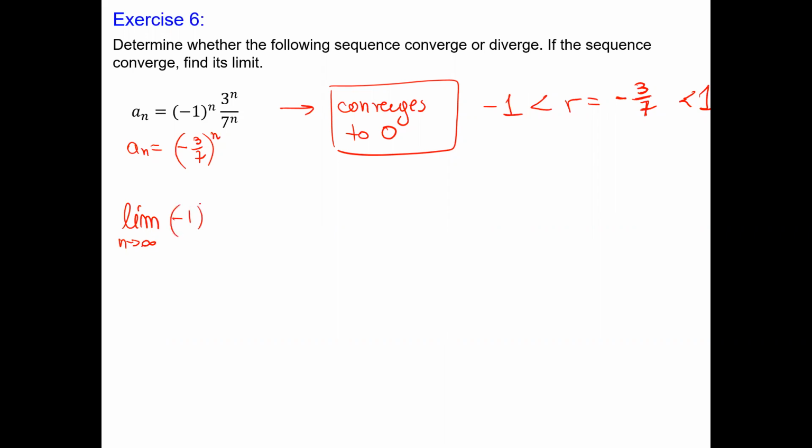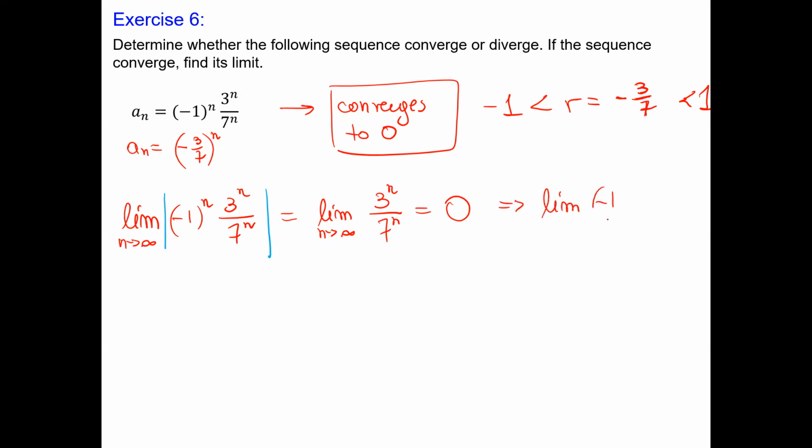Okay, but I will probably keep this form because this one will let me apply the absolute value, since I see the -1, I see the alternation. Absolute value will change the formula a little bit. -1 to the n will become positive. 3 to the n is positive, will stay the same. 7 to the n is positive, will stay. And this one is definitely 0 because the denominator is winning, or 3/7 is the common ratio. If the absolute value is 0, then the original sequence is also 0. The limit, of course, at infinity is also 0.